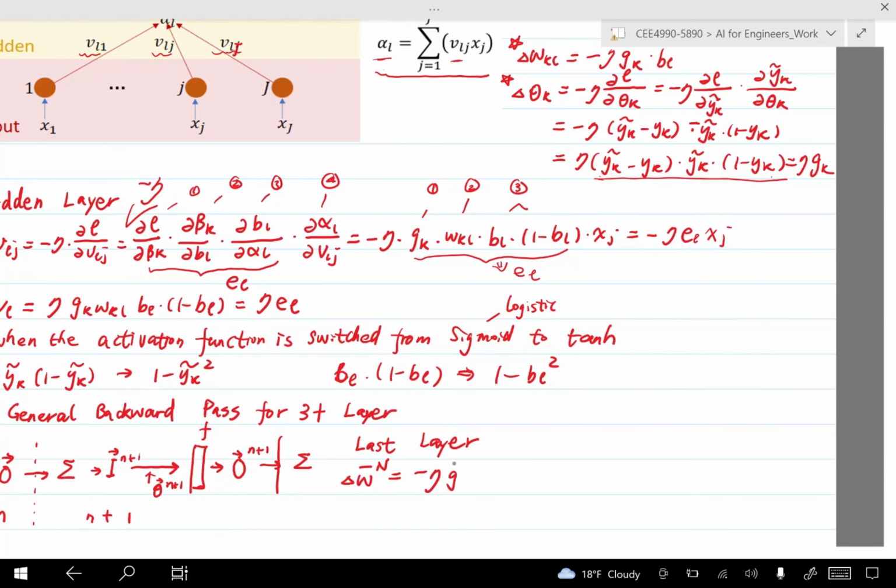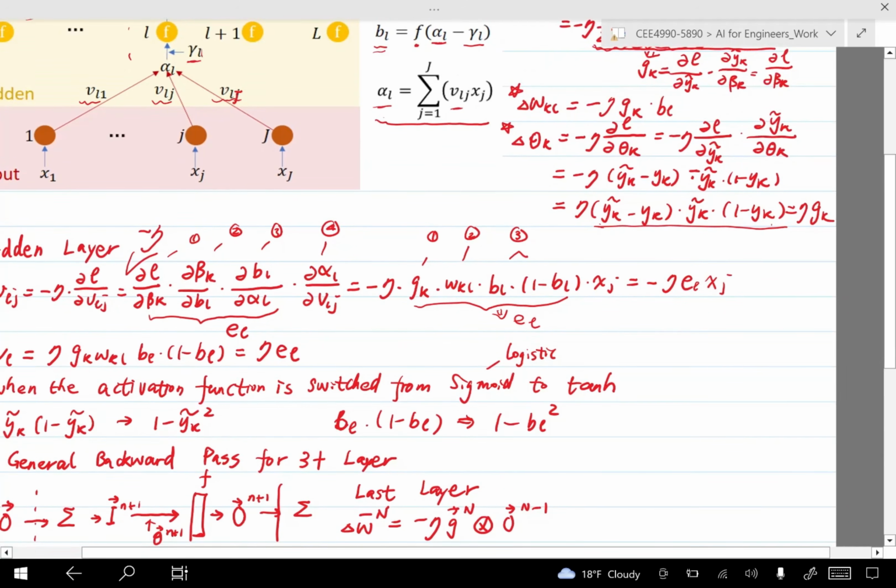So now we are using array notation, so every vector and scalar needs to carry a vector sign or a bar. And this is n times O n minus 1. So that's the output of the previous layer. That's how we get it here.